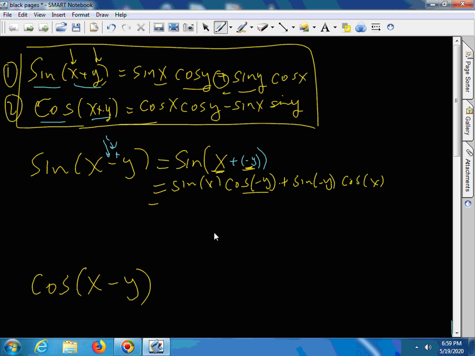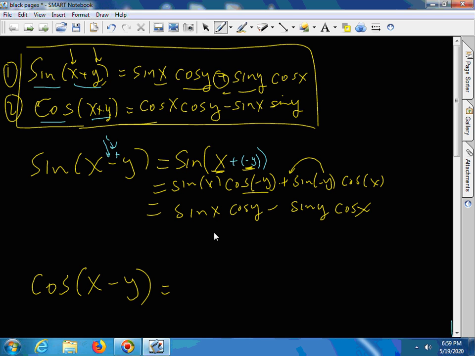Now, the cosine of negative y is cosine of y, and the sine of negative y is minus the sine of y. That's why I wrote minus. And there's your formula for the sine of x plus y. Sorry, the sine of x minus y.